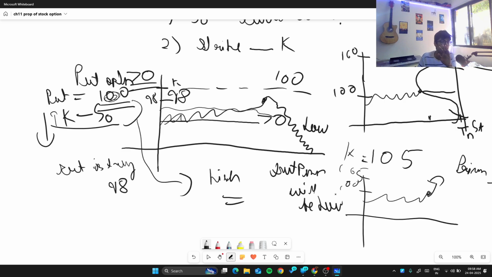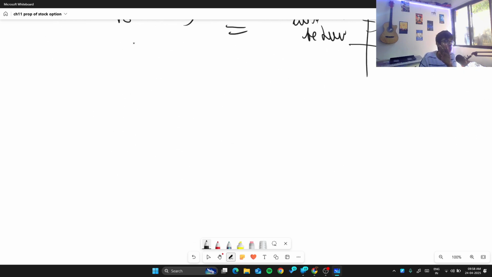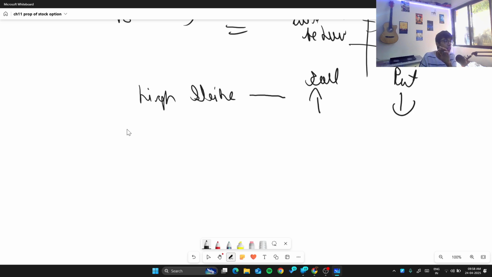This is a very important concept to understand. I will draw a diagram. If there is a high strike price, the premium of the call would be more and the put would be less. If there is a low strike price, the premium of the call would be low and the put will be high.